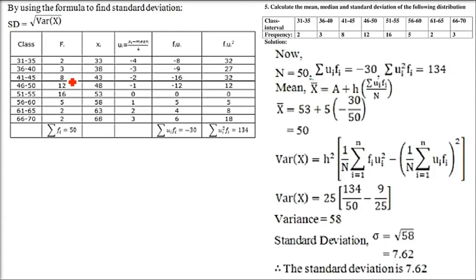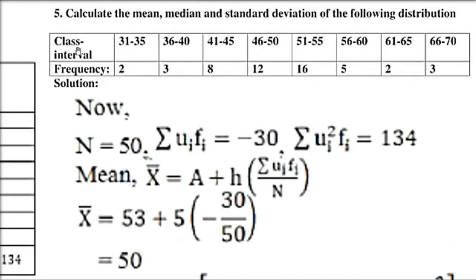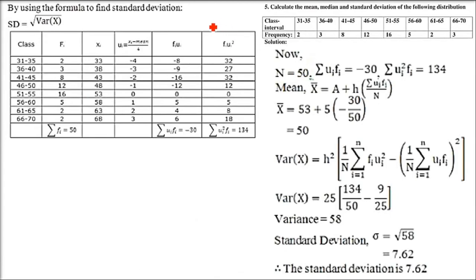Now the next question is saying, calculate the mean, median and standard deviation of the following distribution. Let me just show you the question. This is the actual question. Class interval is given and frequency is also given: 2, 3, 8, 12, 16. Now what is the problem here? Can you tell me? The problem is there is a break.